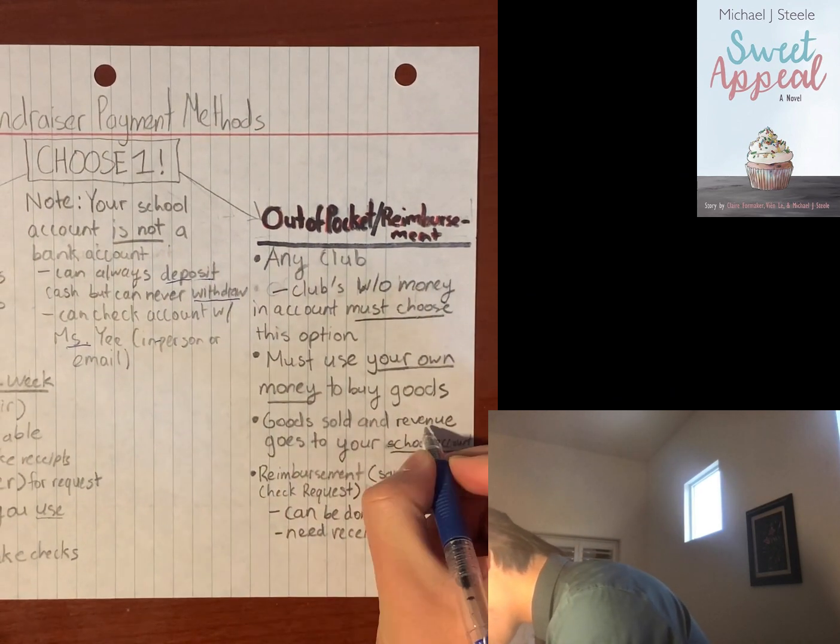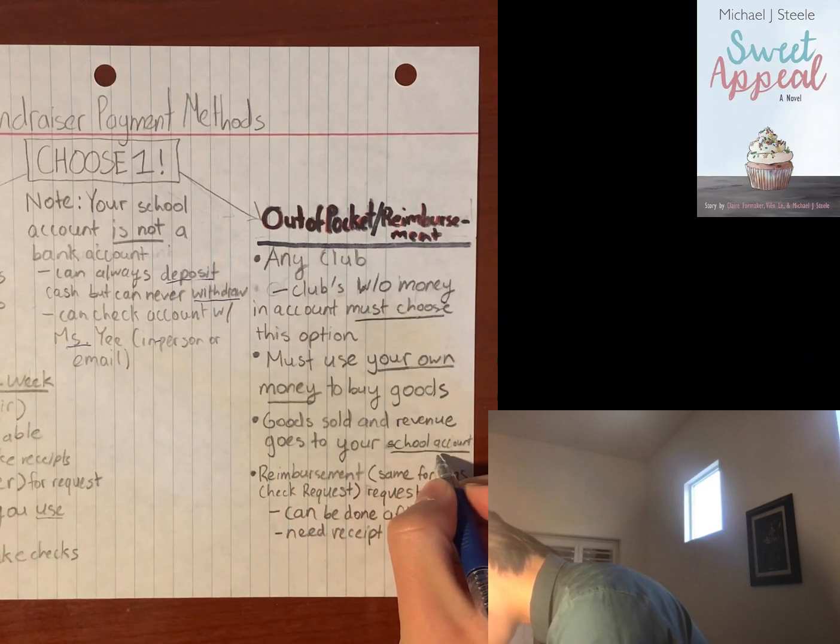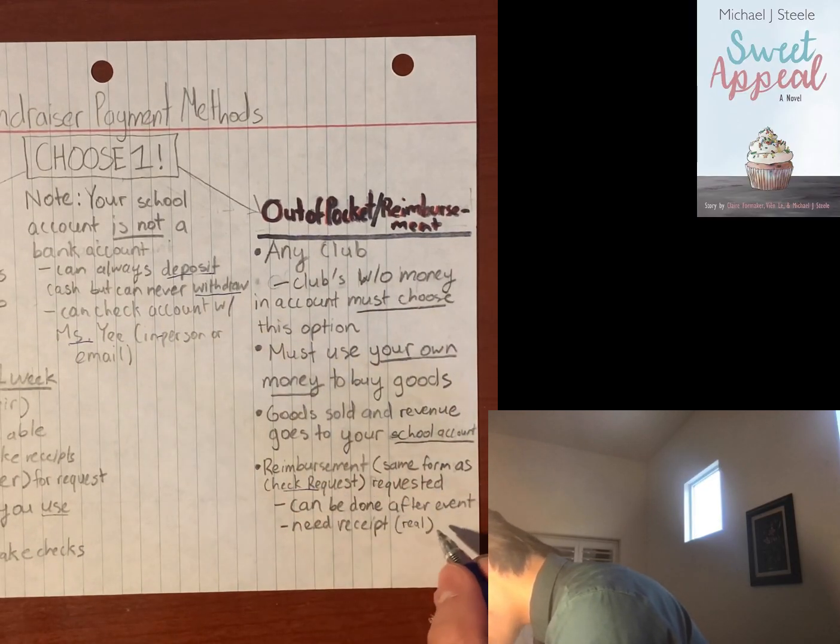Once you sell everything, your revenue will go into your school account. And then you can request a reimbursement using the same check request form that I showed earlier. And this can be done anytime after the event, as long as you have the receipt that you used to buy everything. So one method allows you to use your school account's money, but requires your establishment to print mock receipts, as well as taking checks, while the second method requires you to pay out of pocket, but gives you a little bit more freedom.